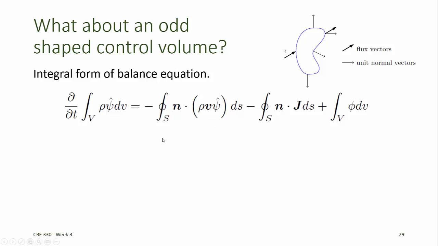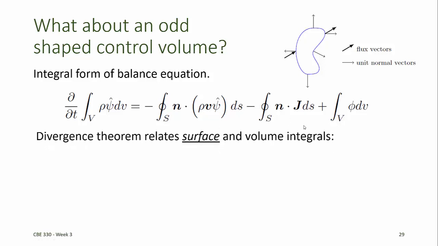This form of the integral balance equation combines both surface integrals and volume integrals. The divergence theorem relates surface and volume integrals, so we can use the divergence theorem to convert these surface integrals to volume integrals. The divergence theorem says that the integral over any bounded surface of a vector field dotted with the unit normal to that surface is equal to the integral over the volume bounded by that surface of the divergence of the vector field.